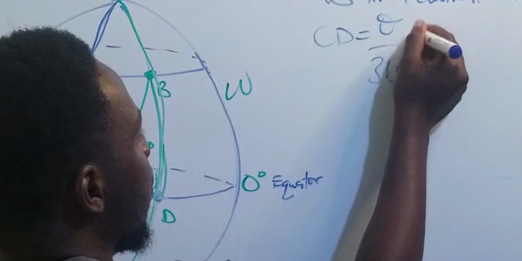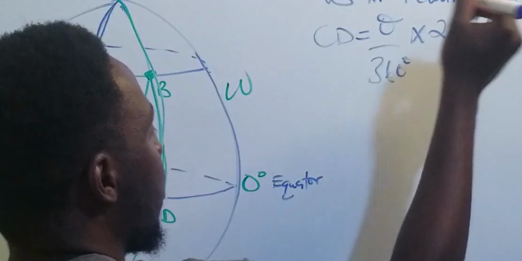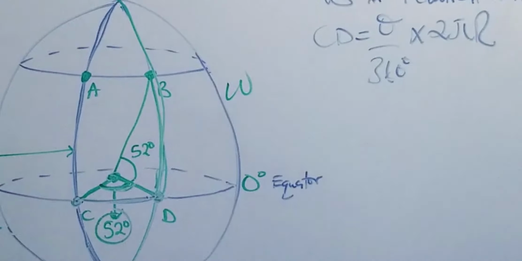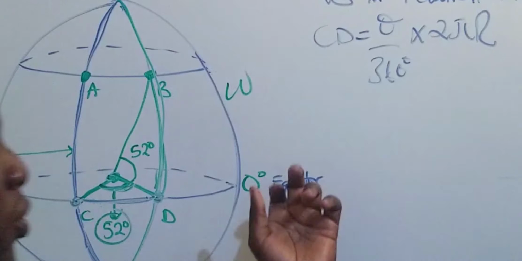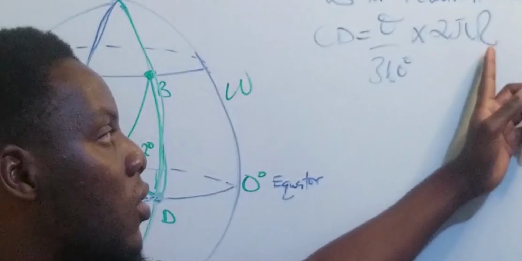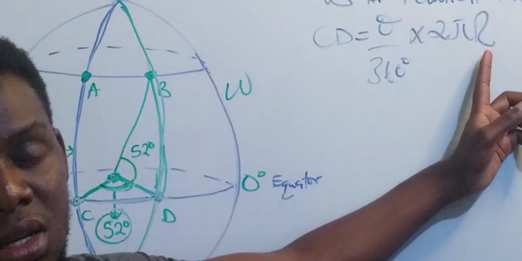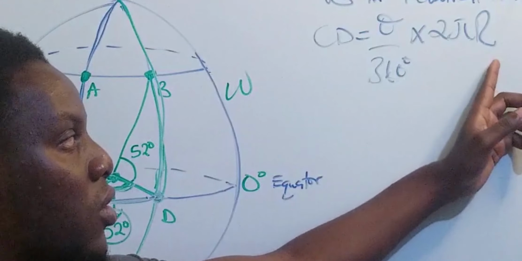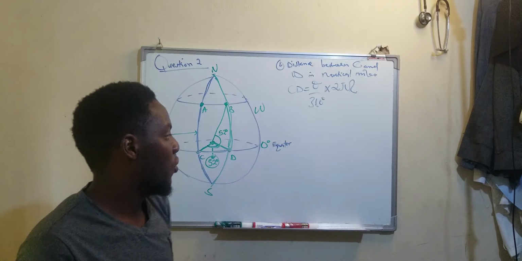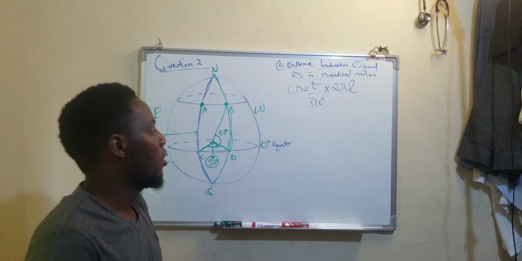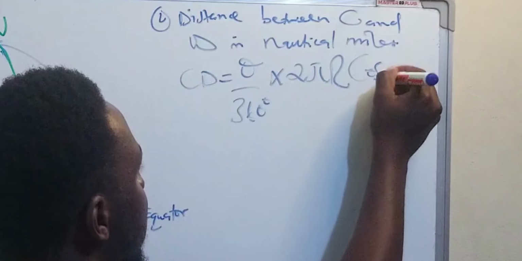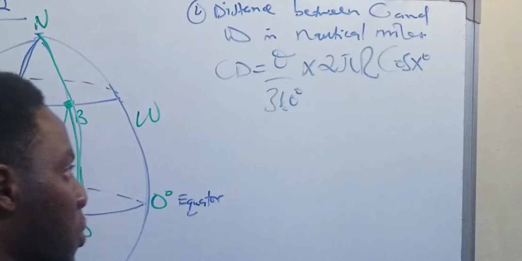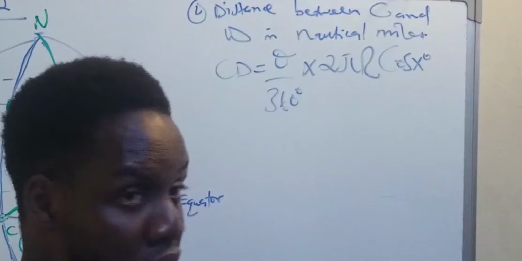360 degrees multiplied by 2 pi r. You can use this 2 pi r even if you're finding the distance along the latitude, which is the equator, because the equator is a great circle and it has the value of 6,370 kilometers or 3437 nautical miles. So if you want, you can also use the formula for finding the distance in latitude, where you can put cos x degrees here. So we can also follow that, which we're going to use in this video.